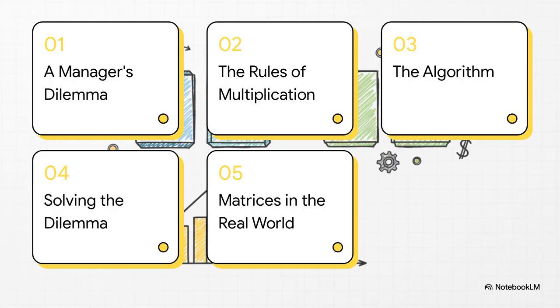All right, so here's our roadmap for today. First, we're going to start with a very tangible, real-world problem, a dilemma that managers face every single day. From there, we'll build up our mathematical toolkit. We'll go over the fundamental rules and the step-by-step algorithm for multiplication. Then, once we've got the mechanics down, we'll circle right back to that initial dilemma and solve it with some real precision. And finally, we'll zoom out and see just how essential this tool is across the entire business world.